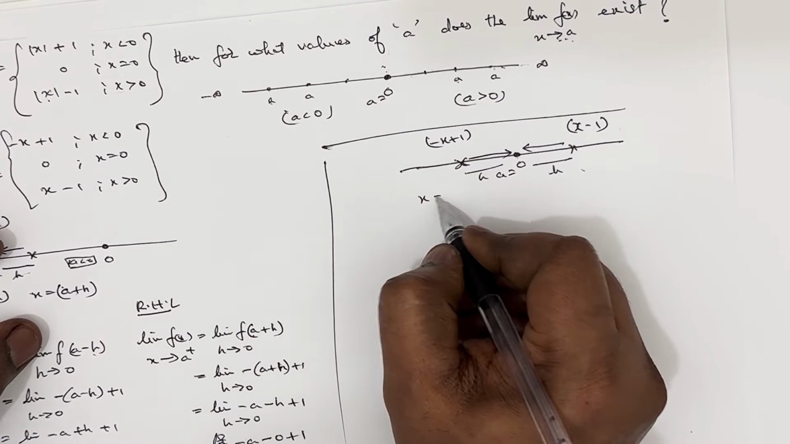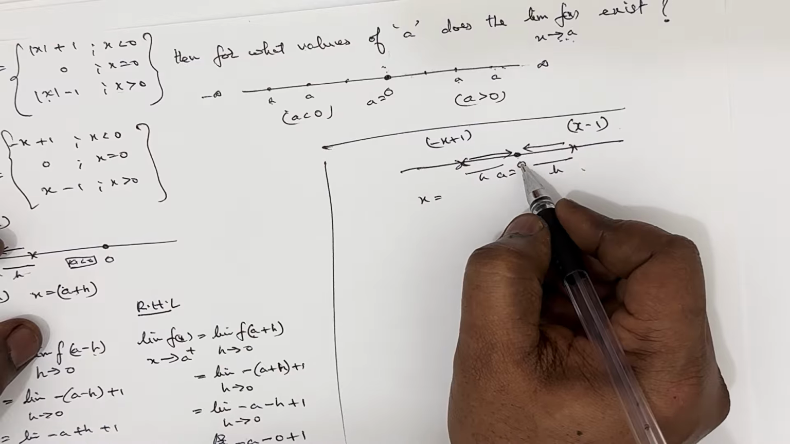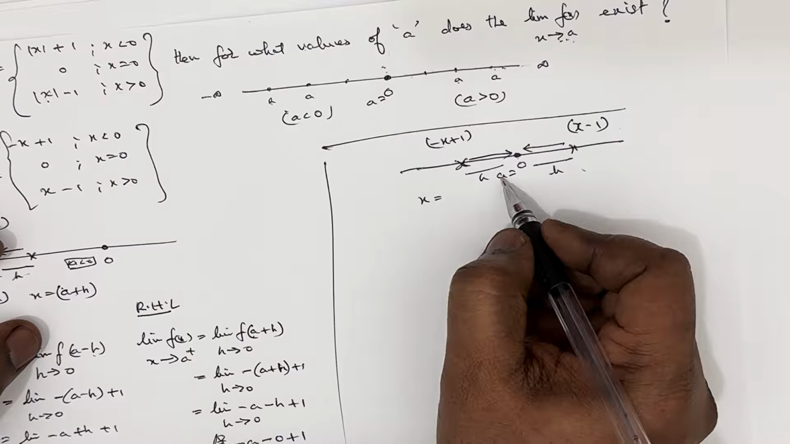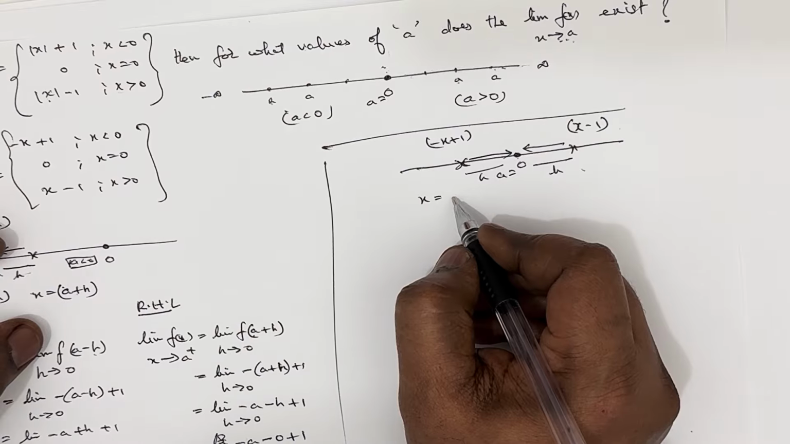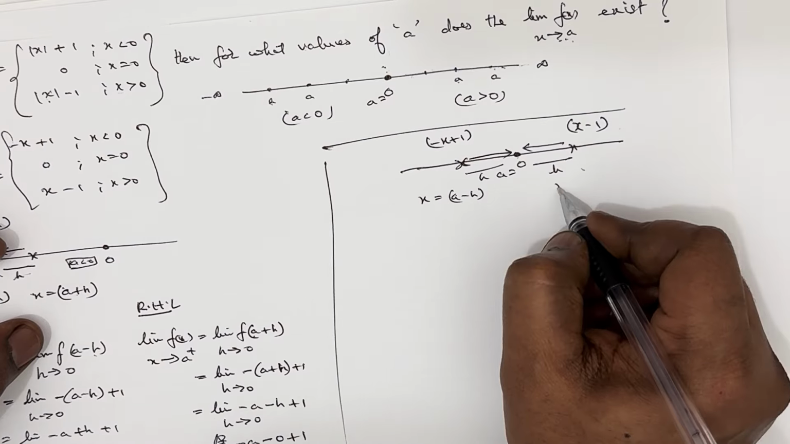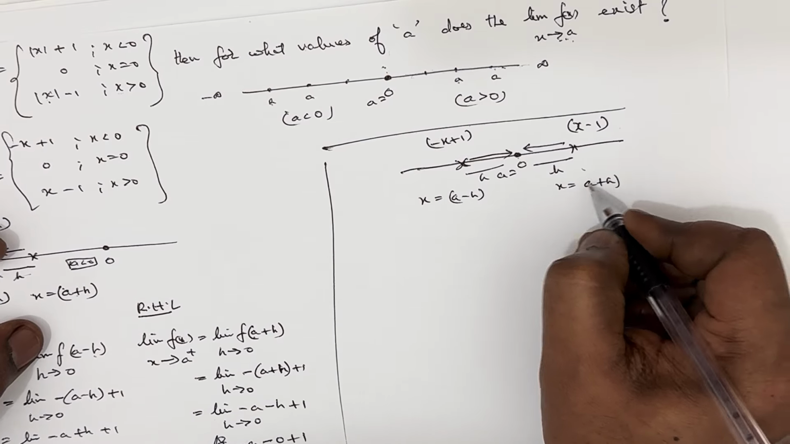So here we can write x is equal to either 0 minus h or a minus h. Because a is equal to 0, we'll take a minus h, and here x will be a plus h.